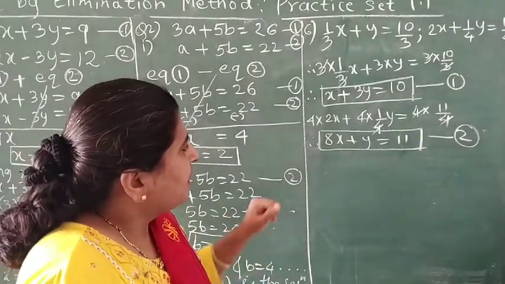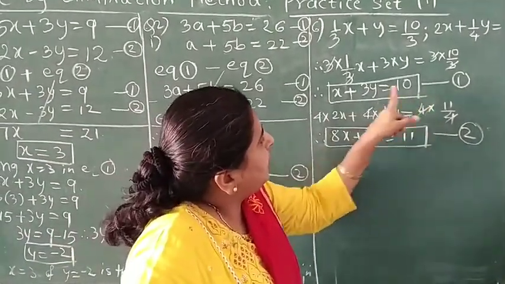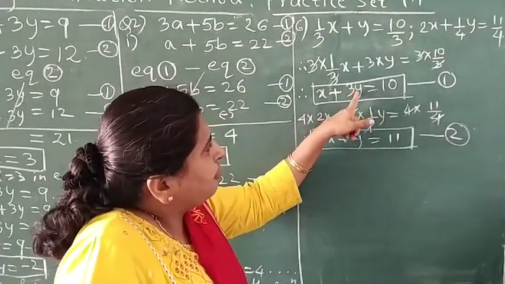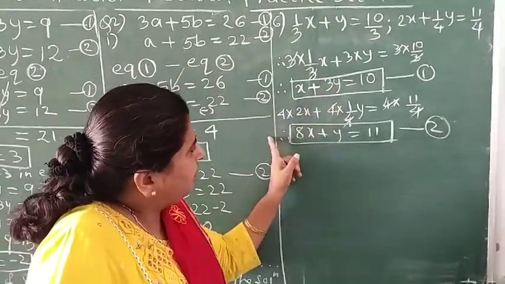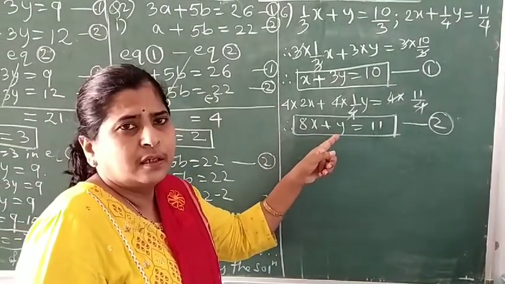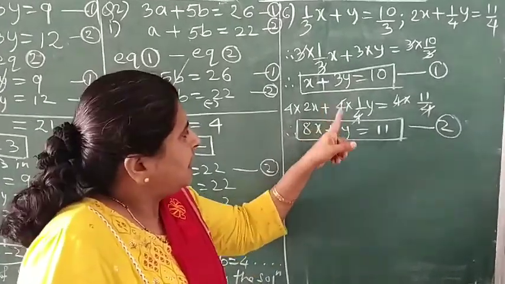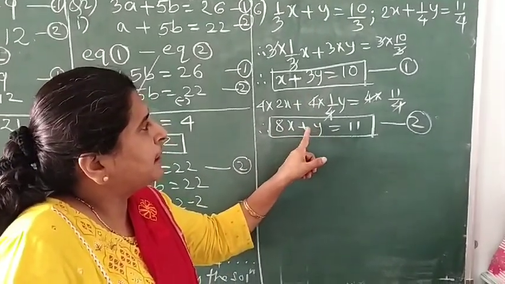How can we do it? If we want to make the variable x equal, equation 1 should be multiplied by 8. Or if you want to make the variable y equal, you have to multiply equation 2 by 3, which is easier. As the number 3 is smaller than 8, let's decide that equation 2 should be multiplied by 3.